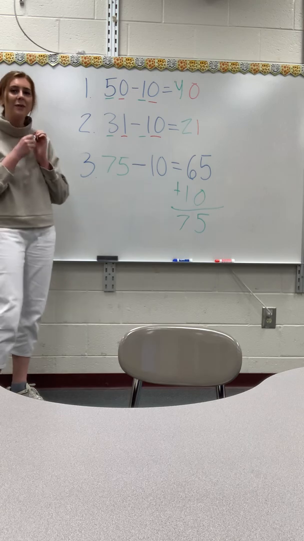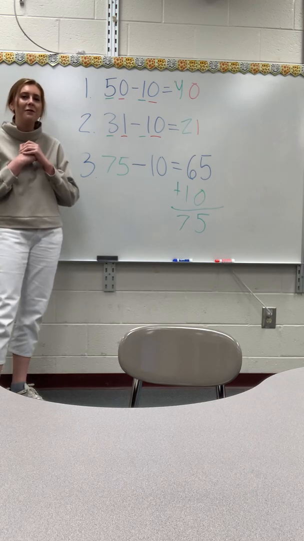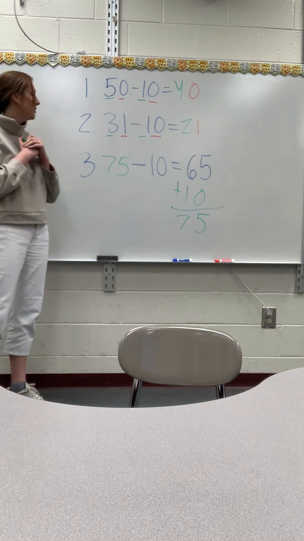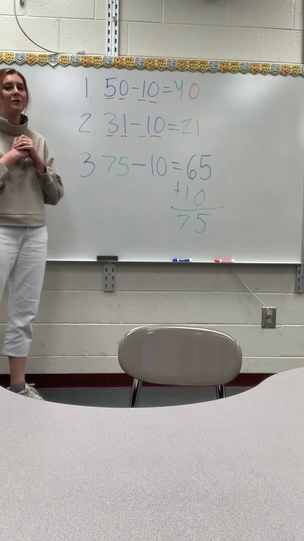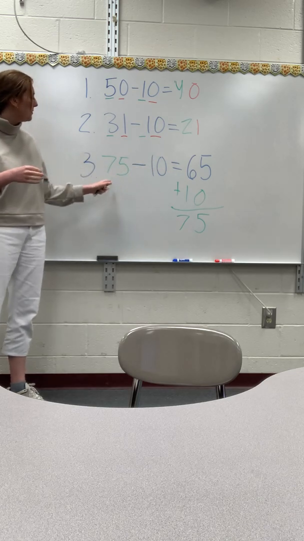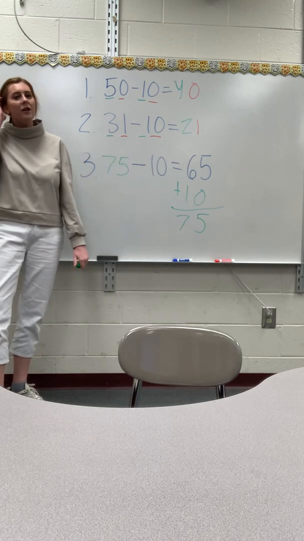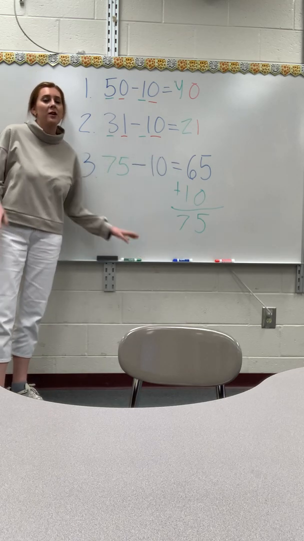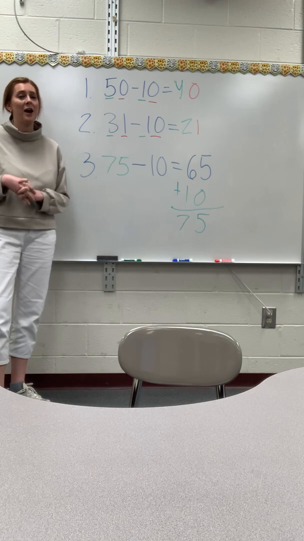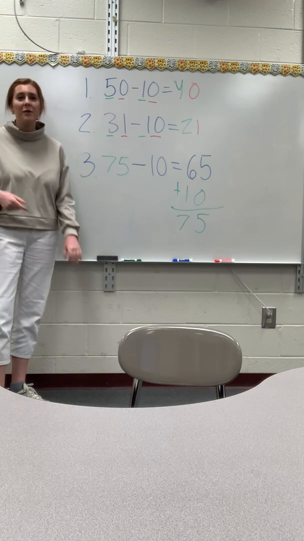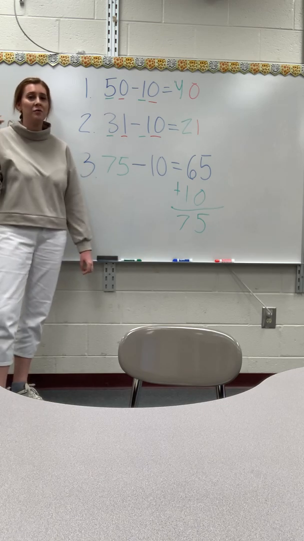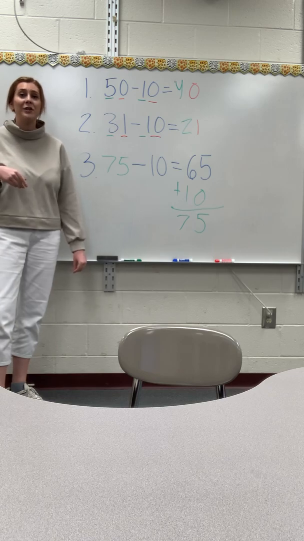Now, is that a true statement? 75 minus 10? It is, because if we add 10 more to 65, we would get 75, and 75 take away 10 would also be 65. So in 8.2, you're going to be focusing on taking away 10 from different numbers, but I want to encourage you guys to use mental math when you're doing these problems.